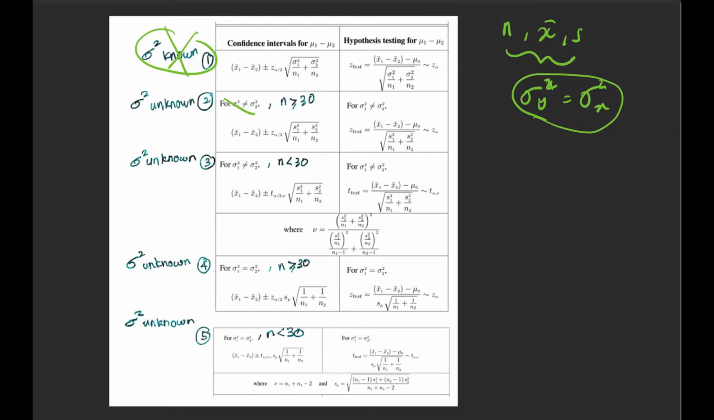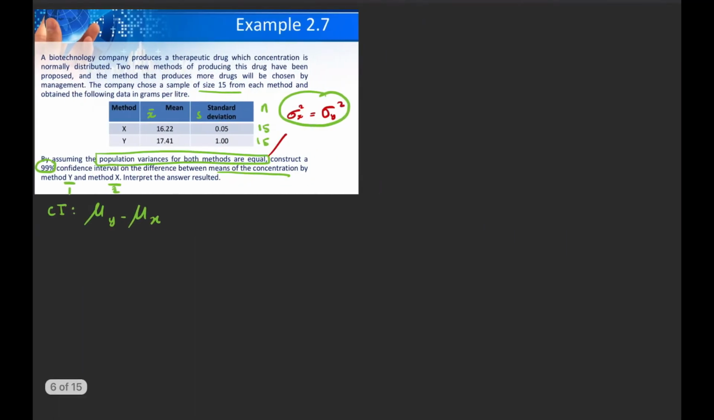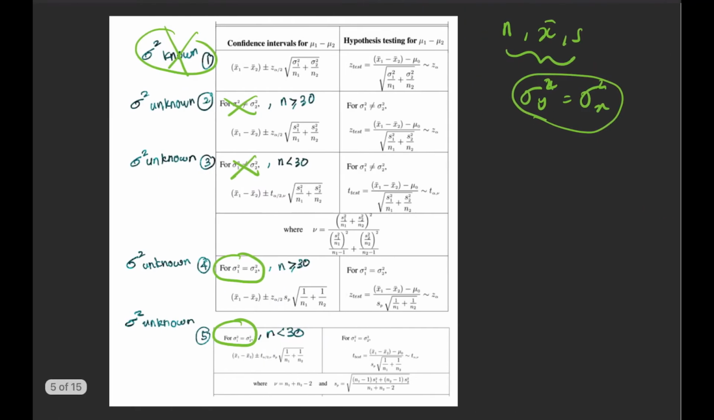So this one you cannot use because unequal. This one is also unequal. Now you have this choice: formula number 4 or formula number 5. So look at the sample size given. Sample size is 15, so less than 30. Because the sample size is less than 30, we will use this formula.